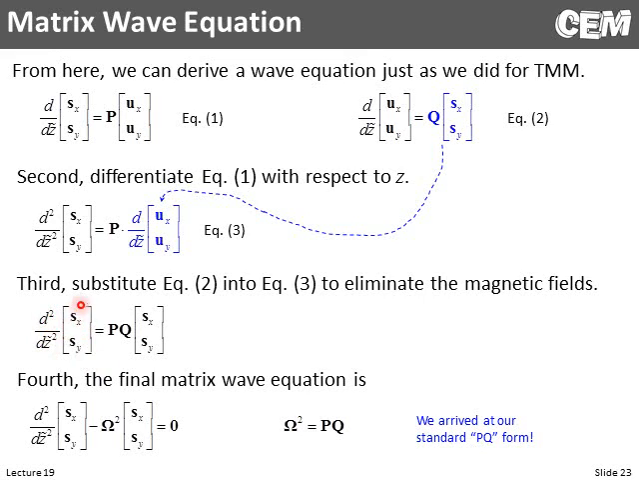The second order derivative of the S's equals P times Q times the S's. So in fact, here we are at our matrix wave equation. This is, I think, the exact same thing that we wrote for the transfer matrix method. But now our omega squared is P times Q, and it looks a little bit different because it's built of larger matrices, but in the block matrix form, it looks the same.